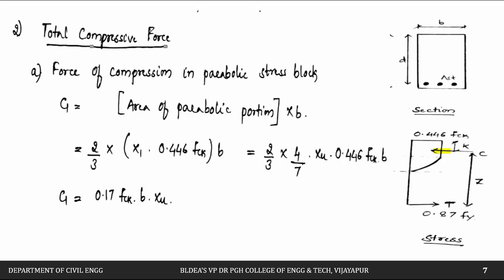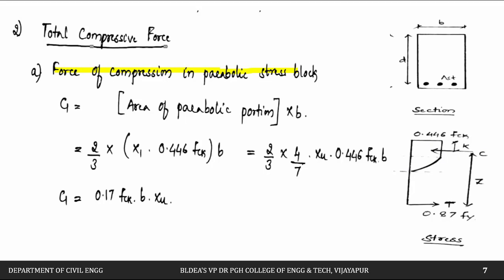Then next we'll try to calculate the total compressive force which is going to act and the total tensile force which is going to act. To calculate the total compressive force, at the top we have a rectangular portion and at the bottom we have the parabolic portion. So we'll calculate the parabolic portion separately and the rectangular portion separately. We'll combine them at the end to get the total compressive force, and next we'll calculate at what distance from the top it is going to act.